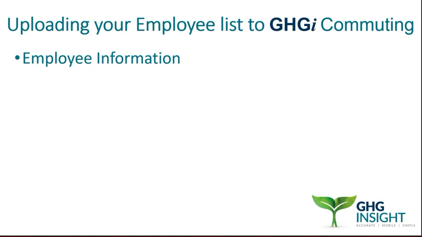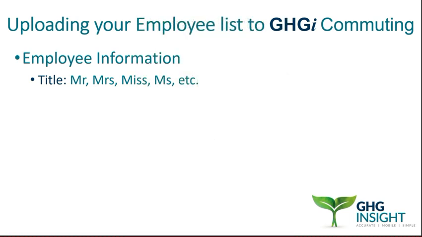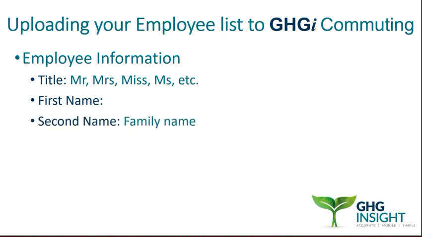The information that you will need is as follows: title, Mr. and Mrs., etc. This is a free text field with a 10-character limit. We have a range of options in the manual upload, but using this upload process, you can add any titles you wish. First name. This is a free text field with a 30-character limit. Second name, your family name. It is a free text field with a 40-character maximum.